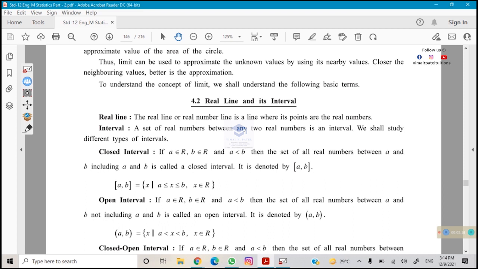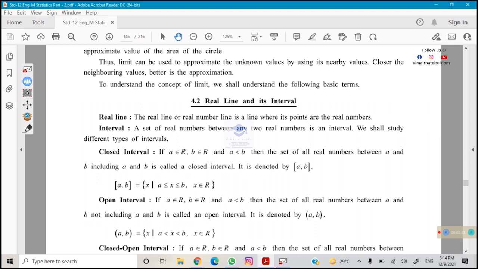Say 2 to 5. It can possess any value between 2 and 5, or from 2 up to 5, or between 2 and 5 except 2 and 5, so only 3 and 4. Then closed interval. If a belongs to R, b belongs to R, and a is less than b, then the set of all real numbers between a and b, including a and b, is called a closed interval. From 2 to 5, it will be 2, 3, 4, 5. That is called a closed interval.